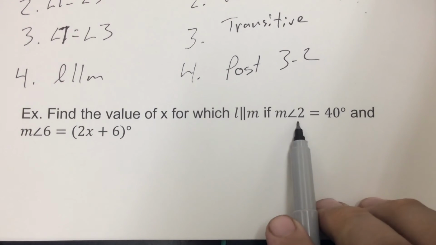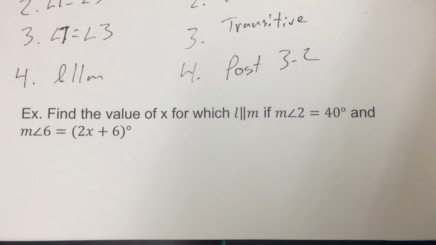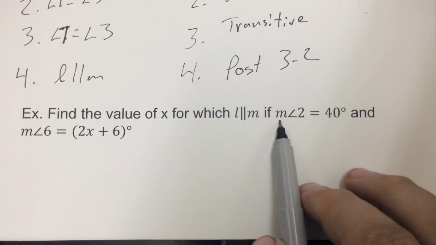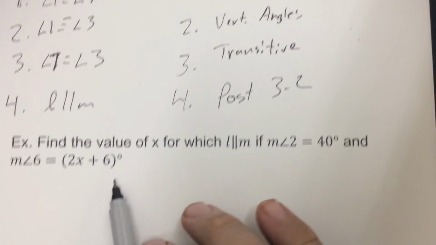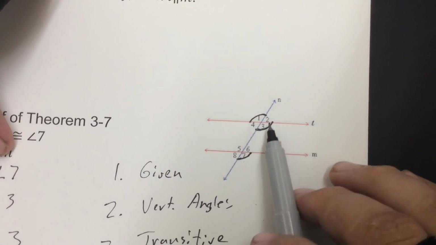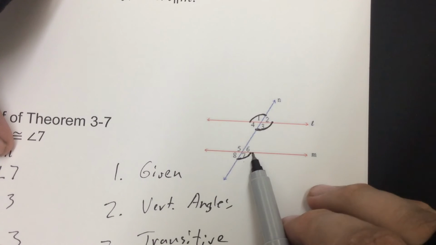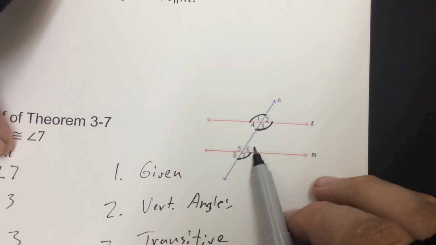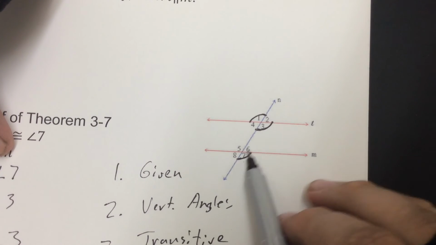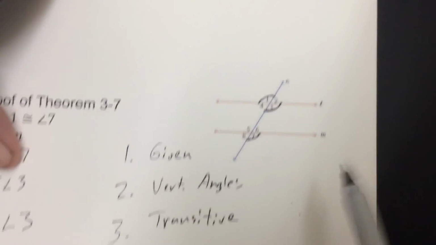Now we're going to try to find what value of x will make L and M be parallel if we know the measure of angle 2 is 40 and the measure of angle 6 is 2x plus 6. So if we look up here, we're dealing with angle 2 and angle 6. We want them to be what in order to have parallel lines? Well, those are corresponding angles. So corresponding angles, if they are congruent, then we know the lines are parallel.